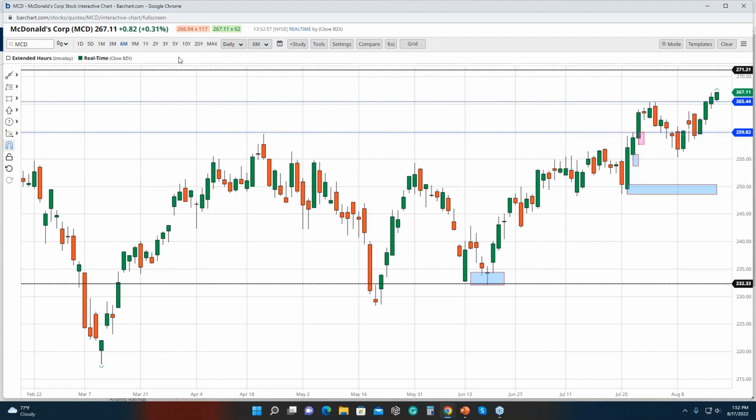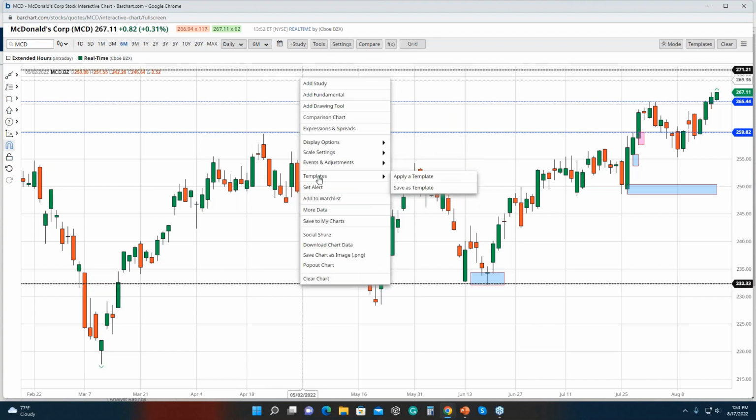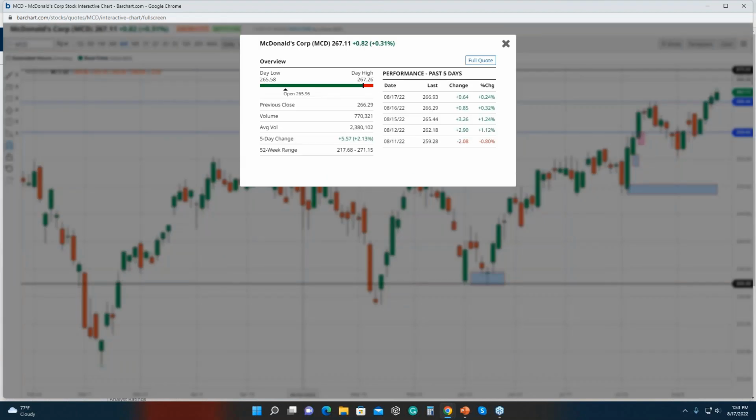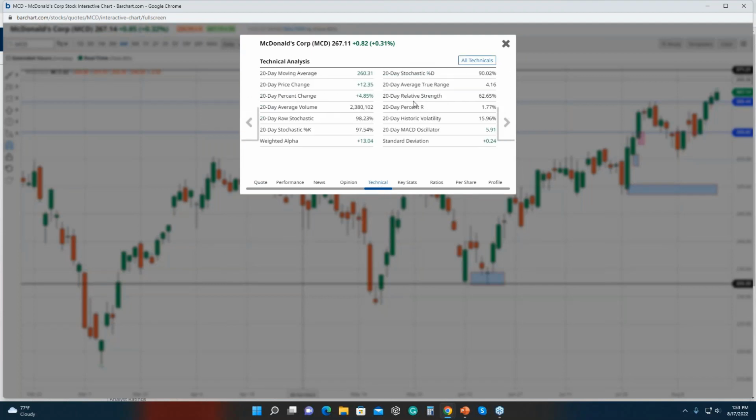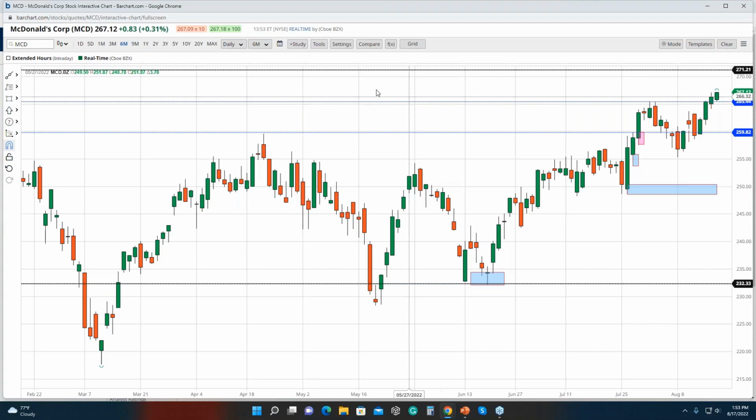Okay. All right. So the other thing we said we want to look at in determining our risk assessment is we're going to look into our more data tab. Again, right click, technical analysis, and again, our average true range. And we can see our 20-day average true range for McDonald's is around $4.16. So we want to risk around $2. All right.